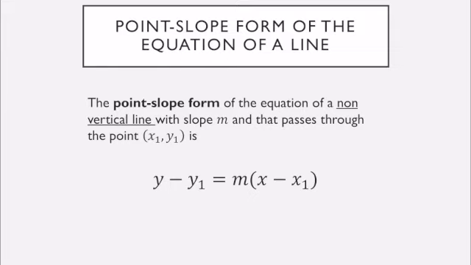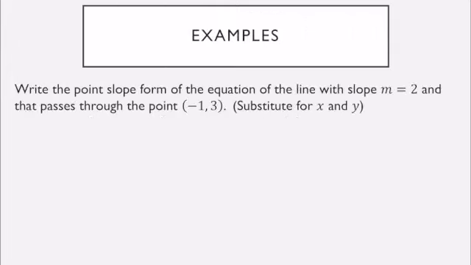The point slope form of a non-vertical line is written like this: y minus y1 equals m times x minus x1. This is a way for us to determine the equation for the line when we're only given a point on the line and the line's slope. So why don't we go ahead and work through a couple examples of this.